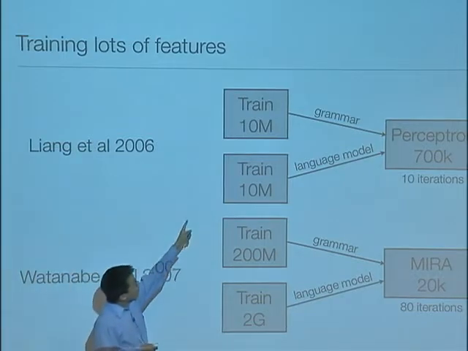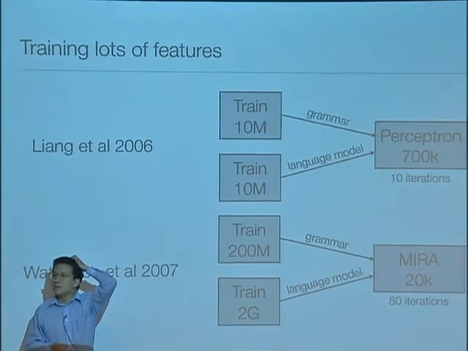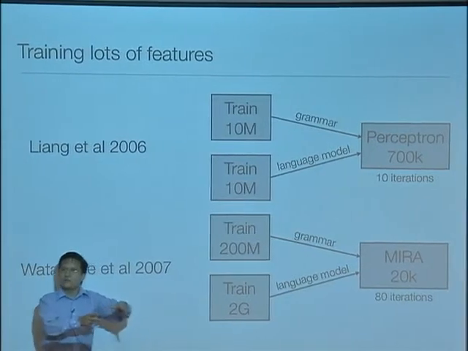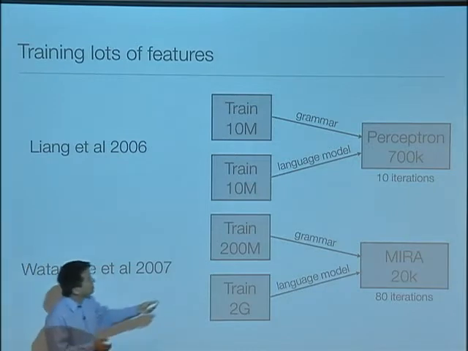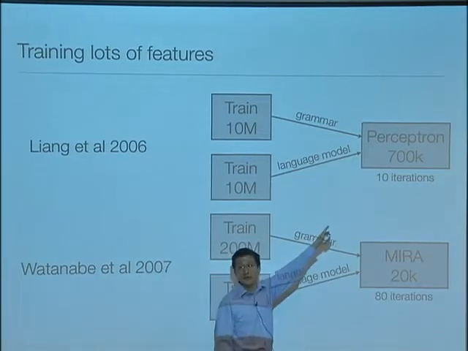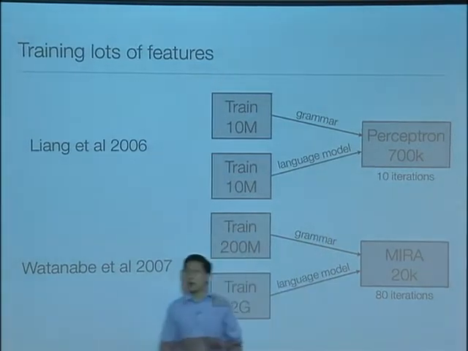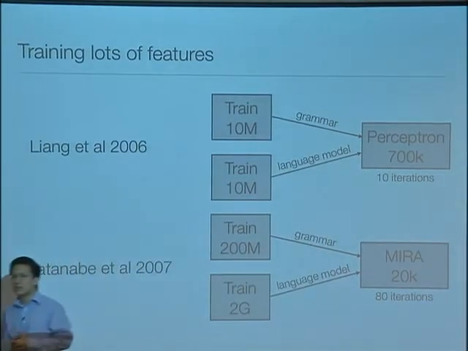Here, you have a setup that resembles more the standard setup. You have a separate training set for getting your grammar and your language model, and you have a separate set for doing your parameter estimation. But still, they tried to make this pretty big, 700,000 words. And their decoder was pretty simple. It didn't have reordering as a phrase-based system. And so they were able to run on 700,000 words.